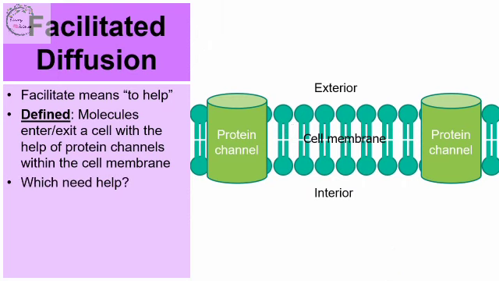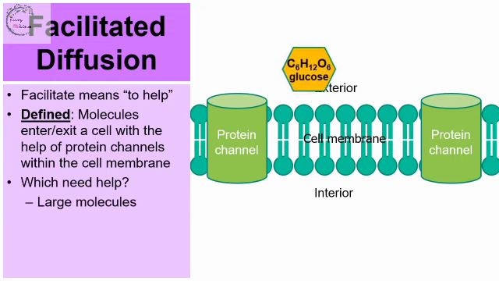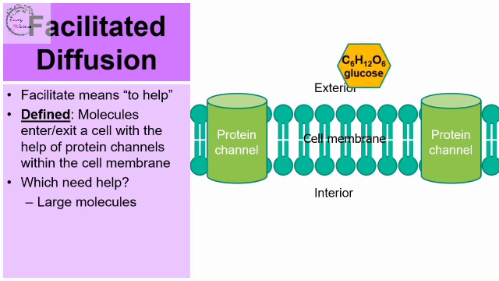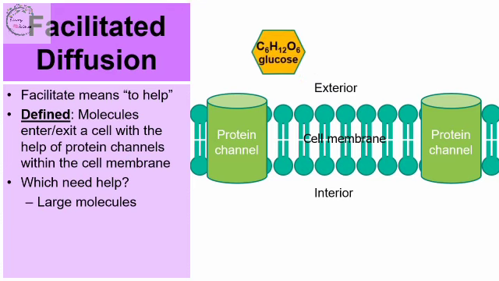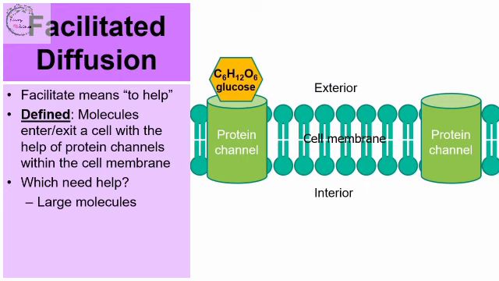So what are some examples of molecules that need help? Well, one would be larger molecules, like glucose. Glucose is made up of 24 atoms, 6 carbon, 12 hydrogens, and 6 oxygens. It's a bigger molecule. It's just too big to slip right through the cell membrane. But what will happen is glucose can travel through these protein channels to go from the outside of the cell to the inside of the cell. So with help, the molecules can still diffuse into the cells.